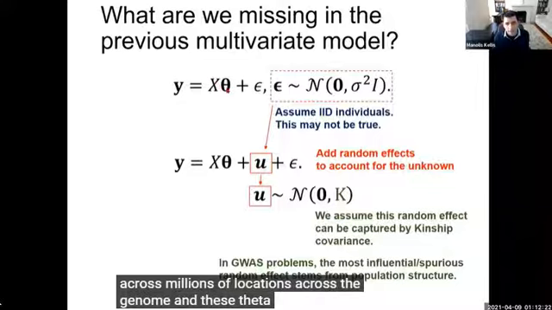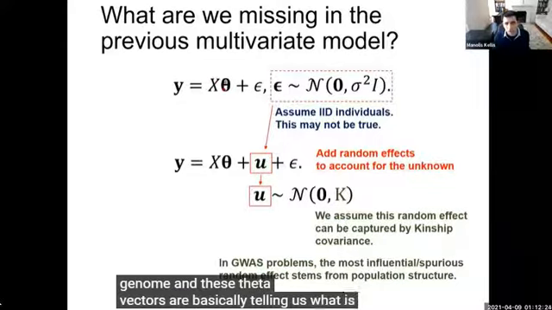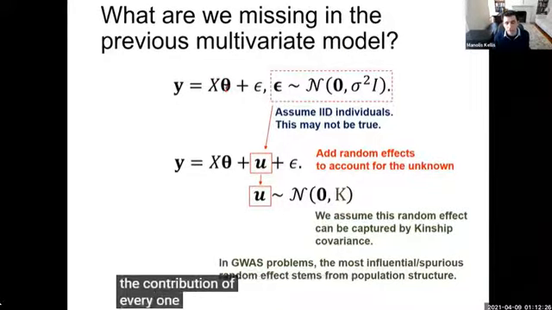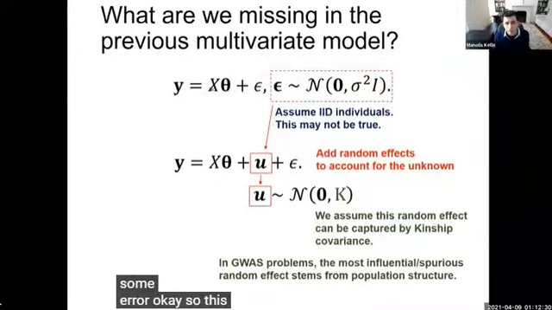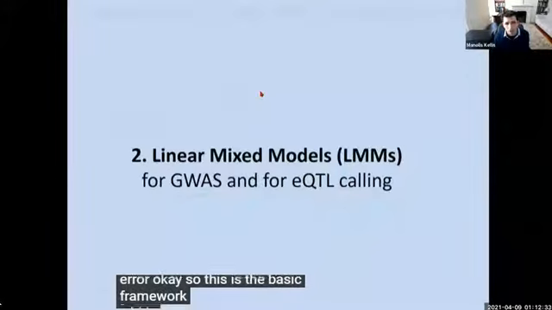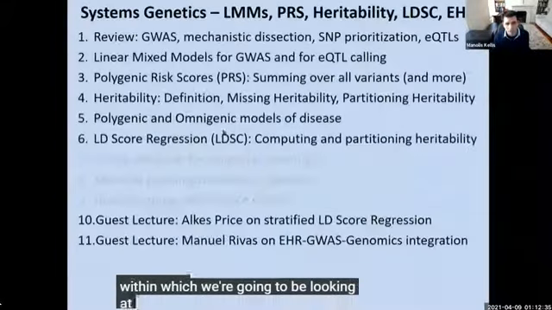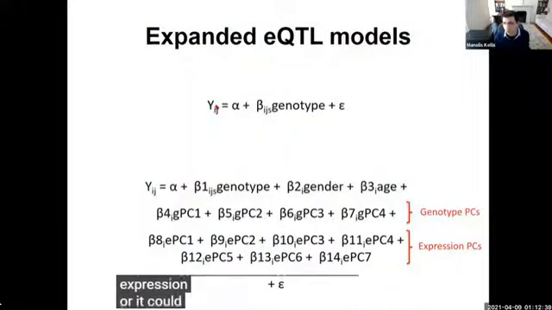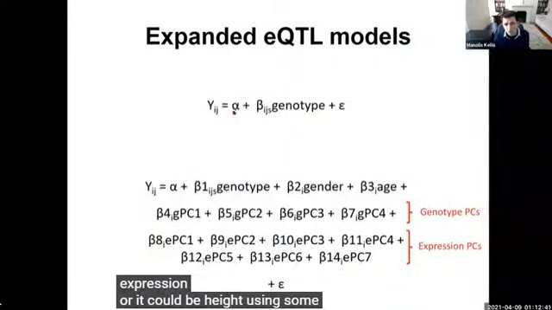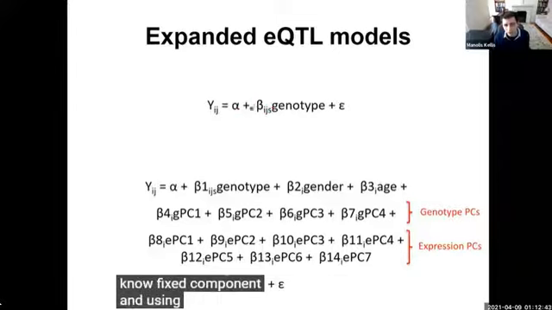And these theta vectors are basically telling us what is the contribution of every one of these genetic variants, plus some error. Okay, so this is the basic framework within which we're going to be looking at prediction of phenotype. That phenotype could be expression or it could be height, using some fixed component and using these genotype dependent components.